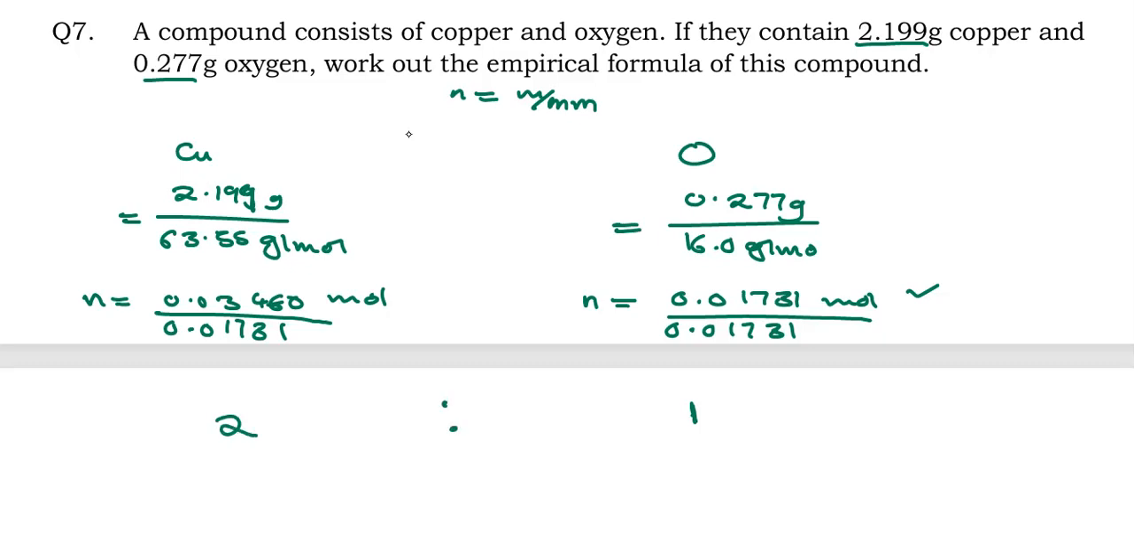So what you do next now is just to write. For copper we have 2, so we're going to put 2 here. And oxygen only has 1, so even if we don't include it, it will still be 1. So this is how you write the empirical formula. Very simple. As you can see, this is now Cu2O, copper 2 oxide.